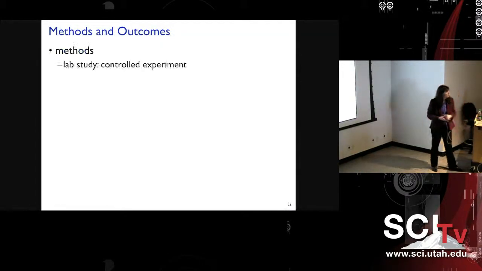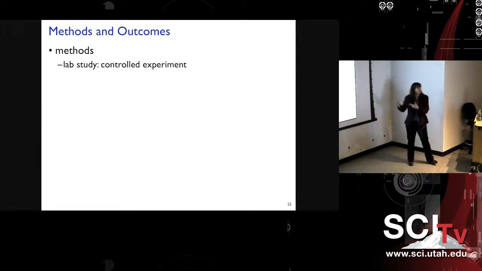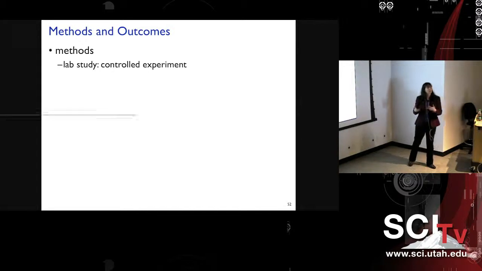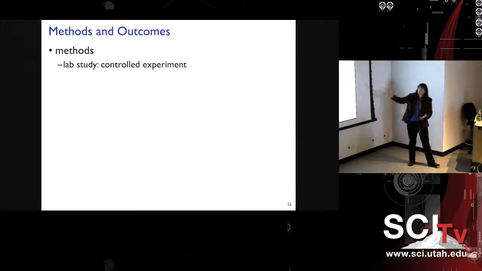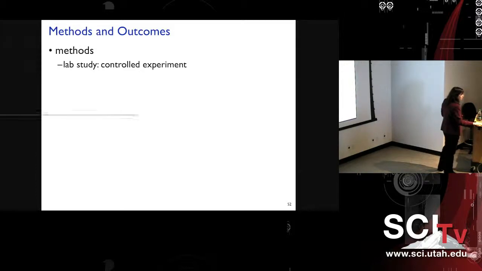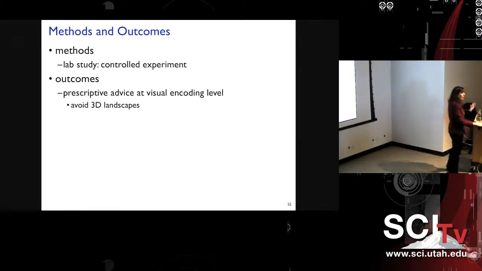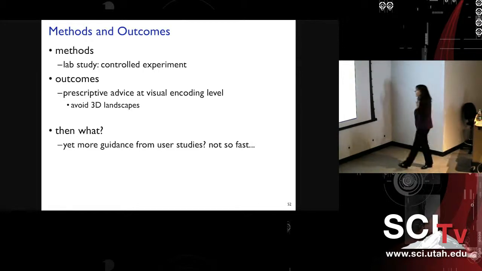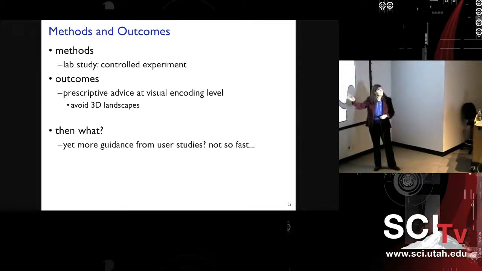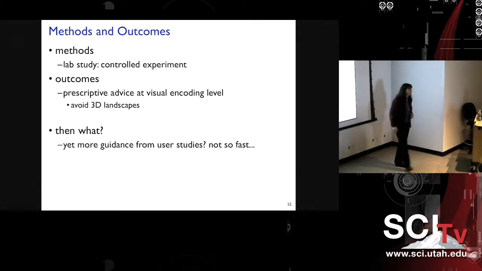So in terms of methods and outcomes, this was a very nice example of when lab studies are helpful. You've got a fairly clear hypothesis, human time and error are interesting, and then you can actually run a carefully controlled experiment. And so the outcome was that we could give fairly clear prescriptive guidance for what people should do in visually encoding, namely, stop doing 3D landscapes. Now, then you might think, aha, there's many other things, and let's attack all of them with user studies. And there's some interesting cases where a user study is not the right answer. And let me now tell you about one of those.